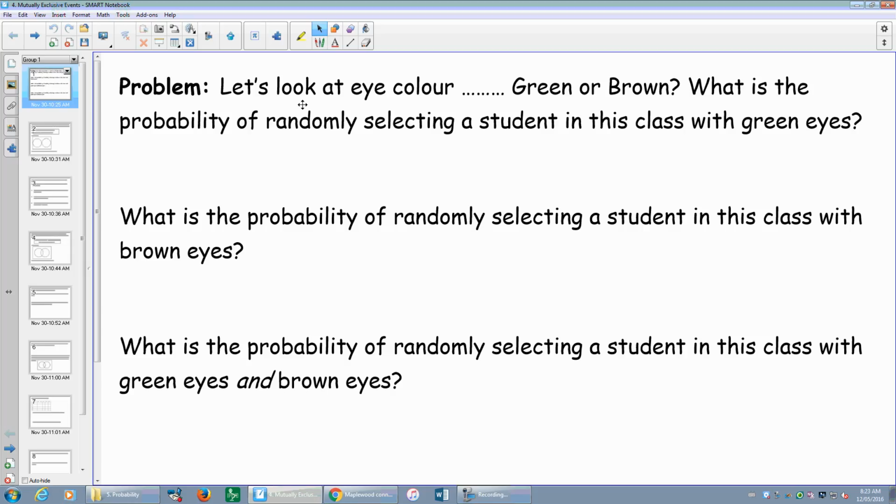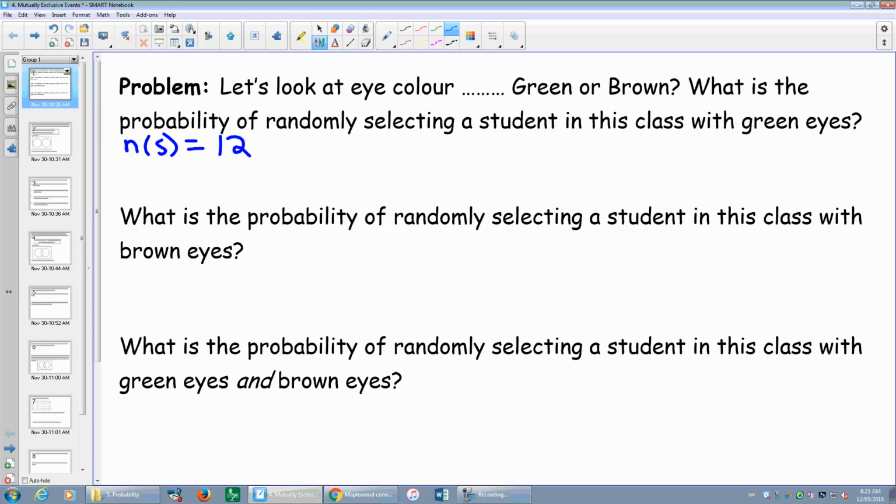So we're going to look at eye color, green or brown. What is the probability of randomly selecting a student in this class with green eyes? Well, today, how many students do we have in this classroom right now? Somebody count for me. Not a lot. 2, 3, 4, 5. Thank you. I have 12 students in this class.